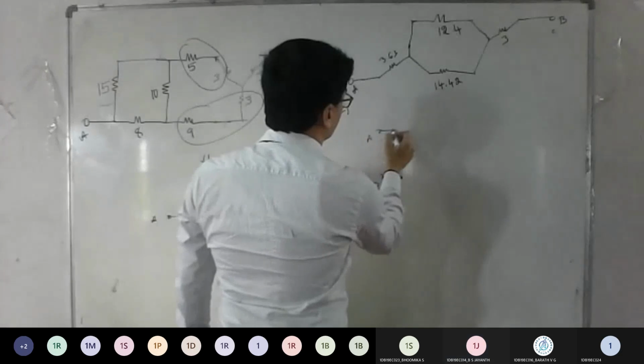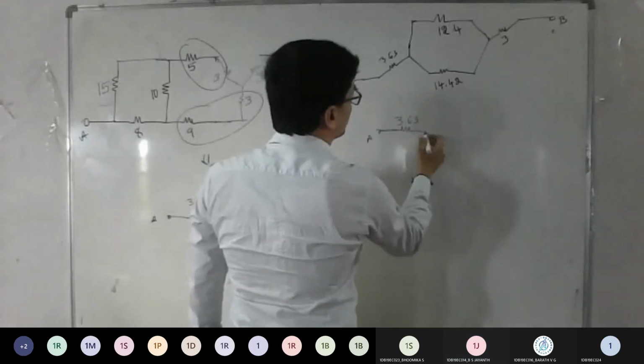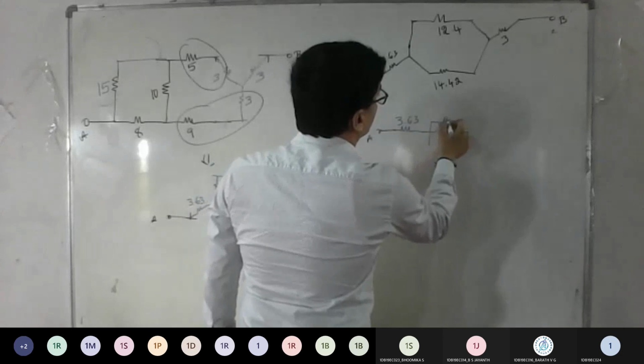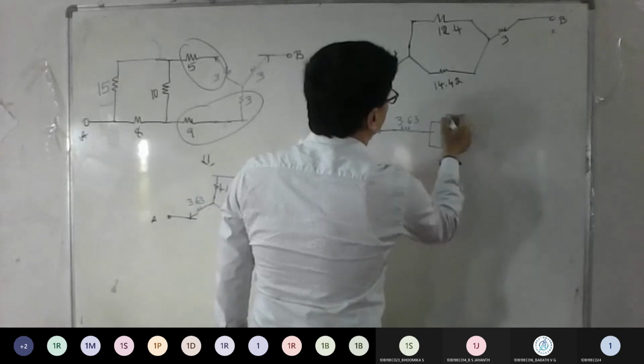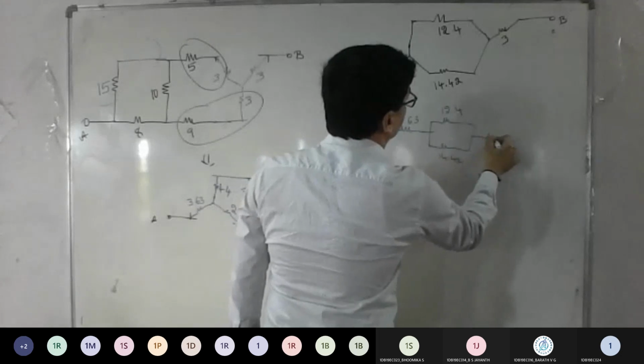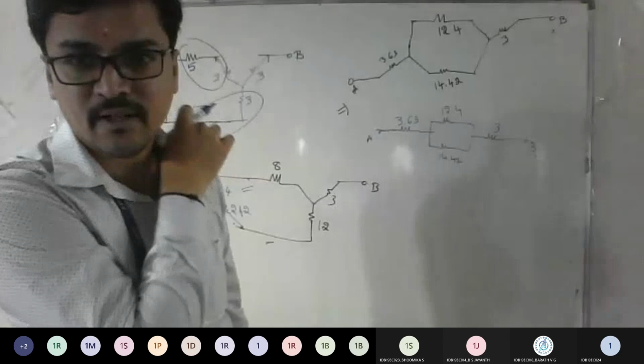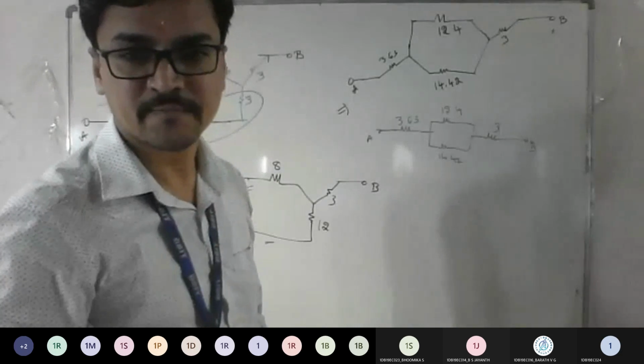So A is here with 3.63. So this answer how much here? It is like this. So it looked like this. So 12.4, 14.42 and 3 is here. So this is how it looks. So what I have drawn, is it correct here? The written circuit, is it fine?